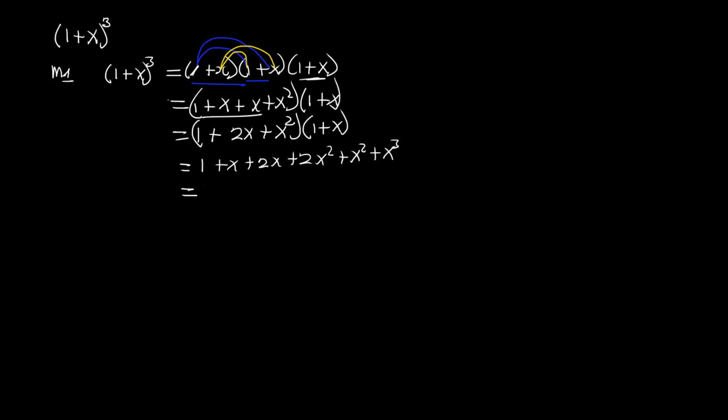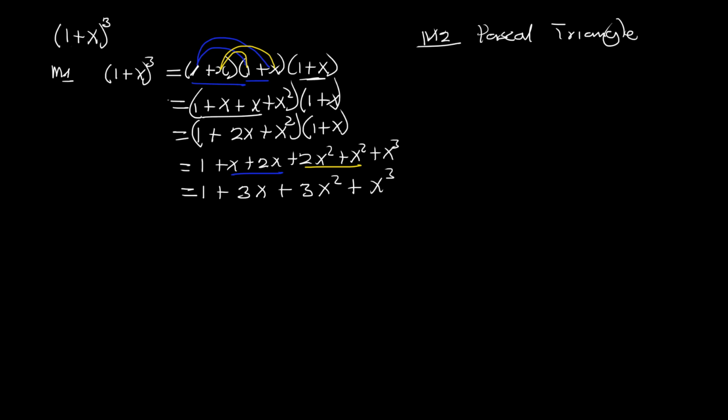Summing and grouping like terms, we have 1. These two terms, we can add them together and get plus 3x. We can also add these two terms here together to give us plus 3x squared, and the last term is plus x cubed. If we have a polynomial that is raised to the power, say 15, it will be difficult to use this approach. The second approach that we are going to use is method 2, and that is the Pascal triangle.